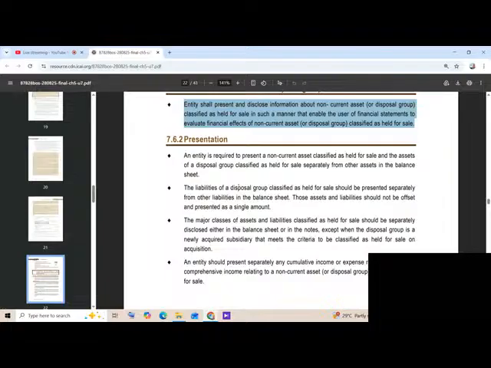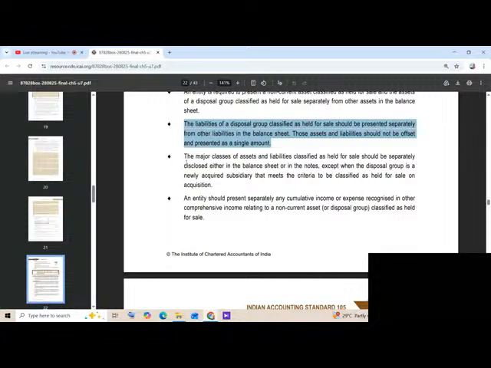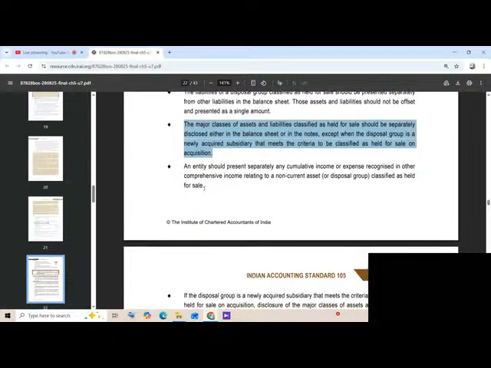The liabilities of a disposal group classified as held for sale should be presented separately from other liabilities in the balance sheet. Those assets and liabilities should not be offset and presented as a single amount. The major classes of assets and liabilities classified as held for sale should be separately disclosed either in the balance sheet or in the notes, except when the disposal group is a newly acquired subsidiary that meets the criteria to be classified as held for sale on acquisition.